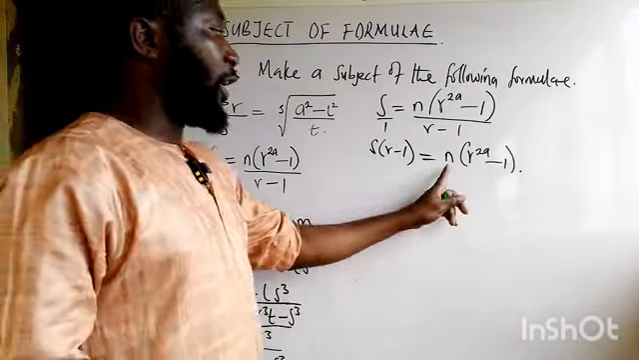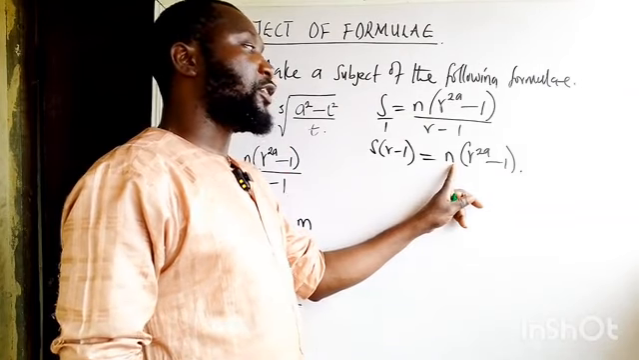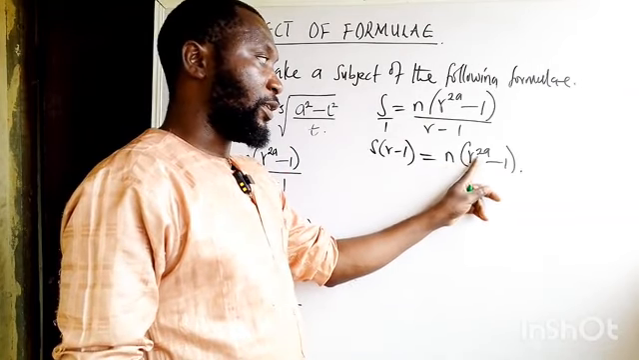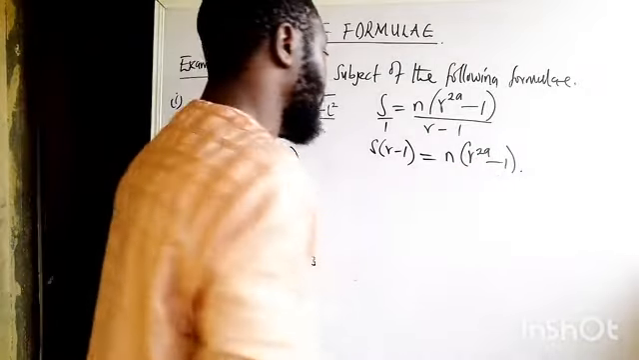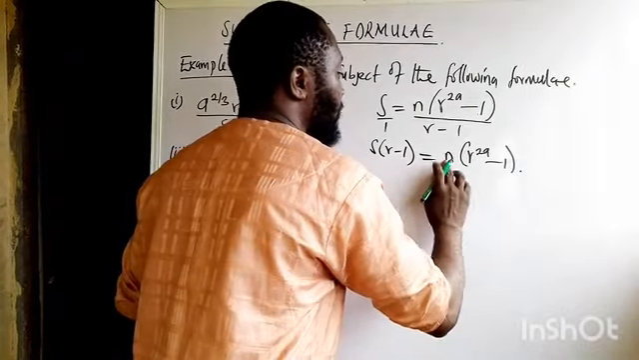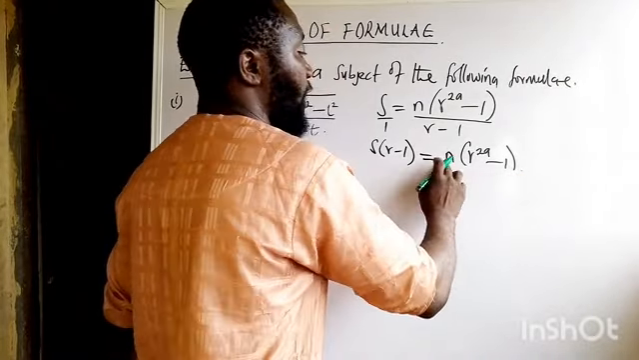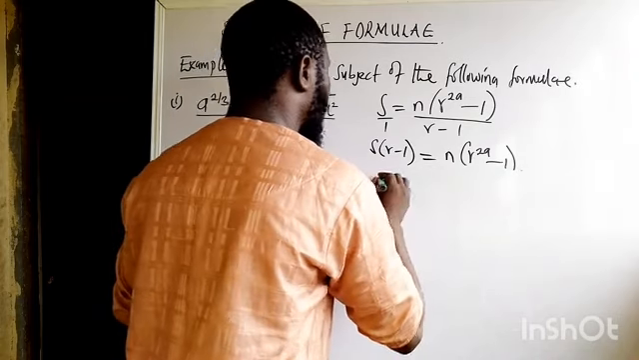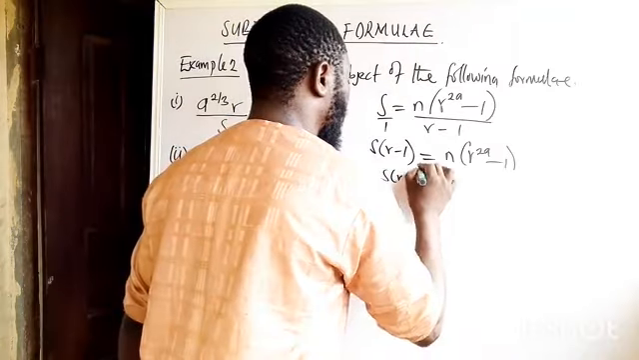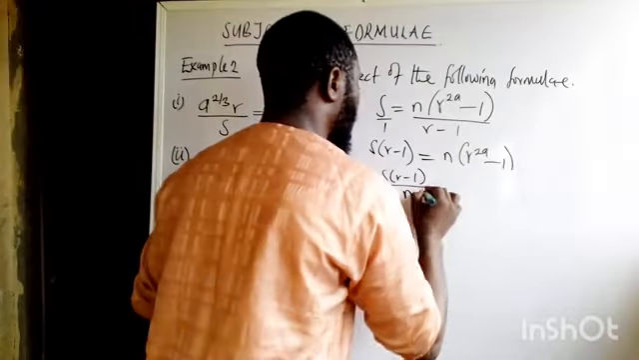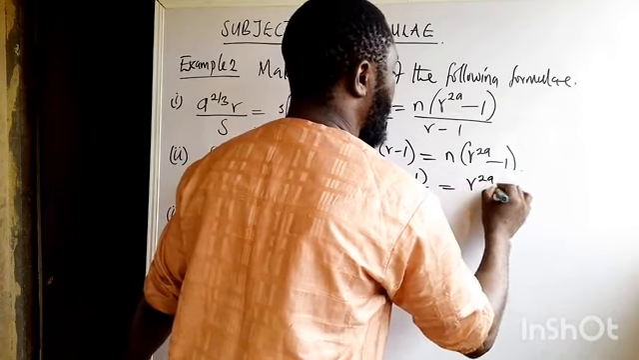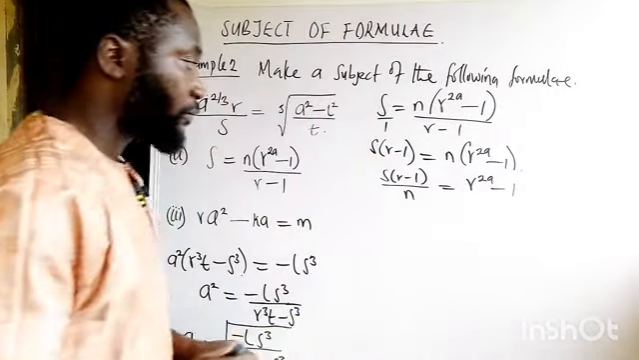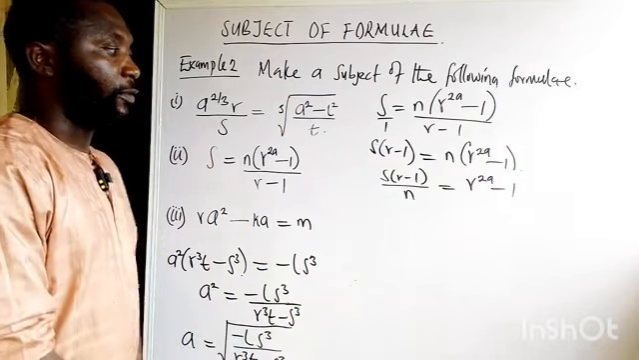Also, this n will not make it easy for us to have access to a. So because of that, we divide both sides by n. So when you divide both sides by n, n will go here, so you have this over n. So now you have s r minus 1 over n equals r raised to the power of 2a minus 1. This is what we have.